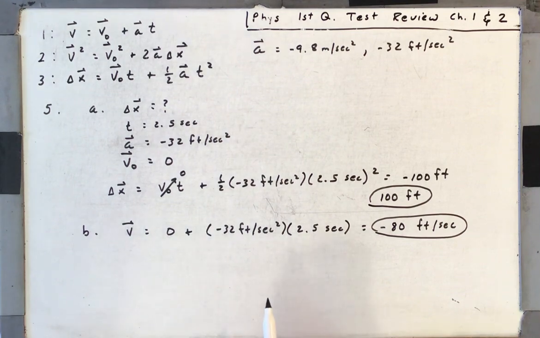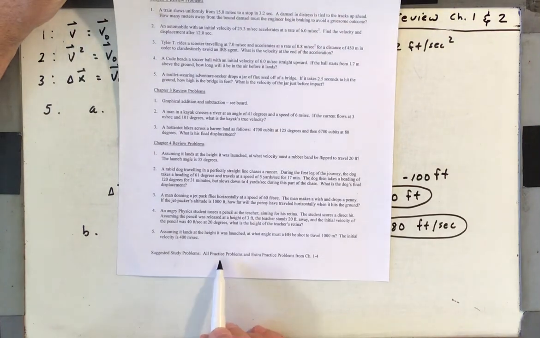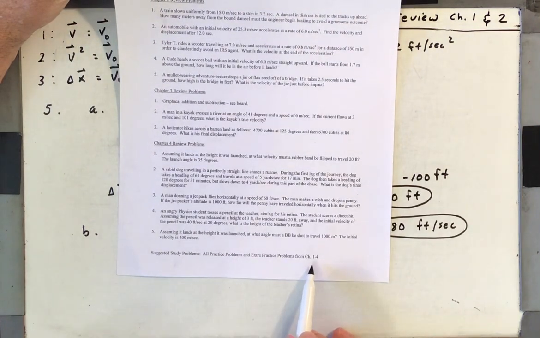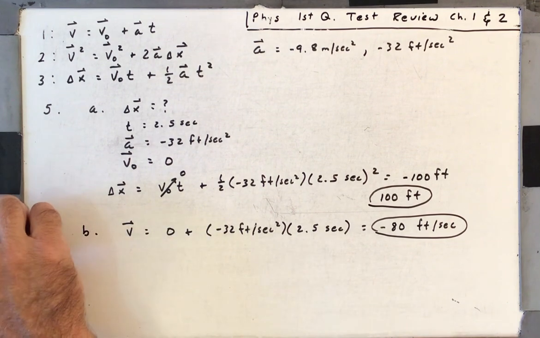I would suggest for both Chapters 1 and Chapter 2, it says at the bottom, suggested study problems, all practice problems, and extra practice problems. So it's just how much time you have, but I'd rework all practice problems and extra practice problems from Chapters 1 and 2. As time permits, if you can only do the practice problems, that's fine. If you can only do the extra practice problems, that's fine.